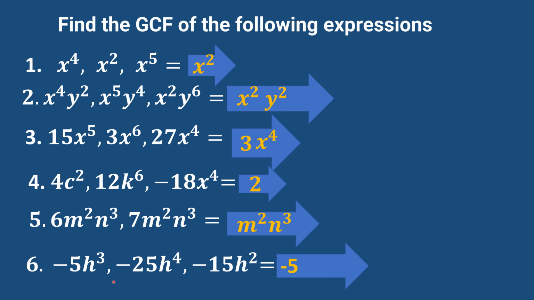Let us now look at their variable. So what is the common in h cube, h to the 4, and h to the power of 2? Among the three, h squared is the expression with the least exponent. So therefore, the GCF of number 6 is negative 5h squared.